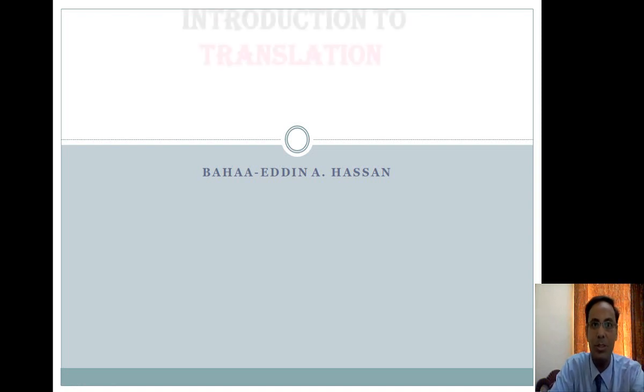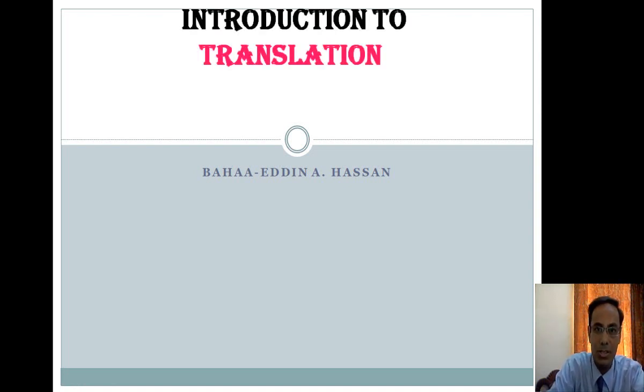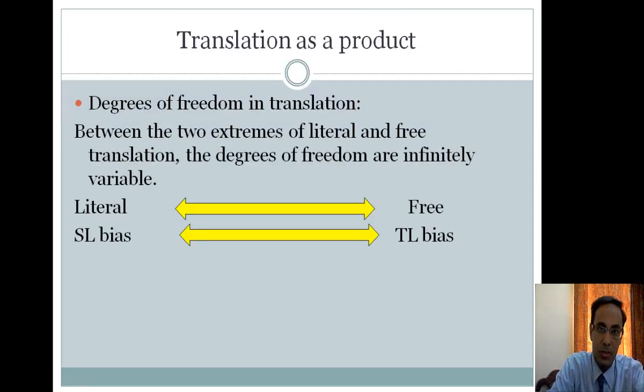Here we are going today to talk about the different kinds of translation in addition to the strategies used in translation. First, we have to know that translation here is viewed as a product, not as a process. We have to distinguish between two different kinds of translation, literal and free translation. We have literal translation, which is source language bias, the focus on the source language. Free translation, on the other extreme, is target language bias. The focus is on the target language.